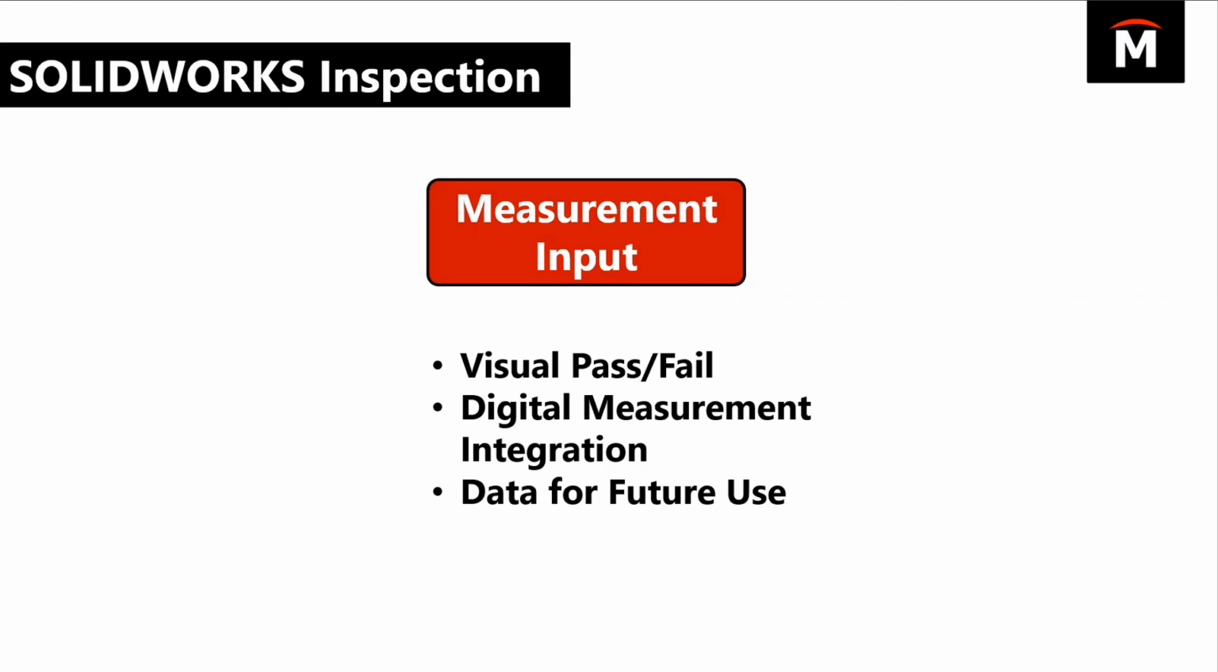So with the measurement input, we saw a visual pass-fail with the green, the yellow, and the red indicating if something is within certain tolerances. We looked at some of the digital measurement integration, and we saw that we can actually store measured data for future use inside of a single file. The inspection projects save as a single unique file type, and all this information can be stored inside of that. Makes data management very easy as you have more and more projects.